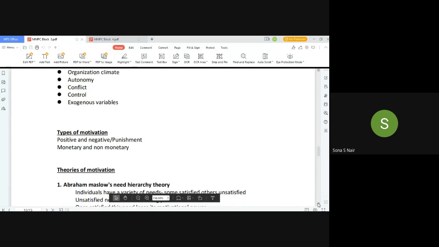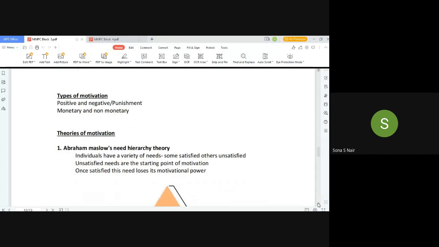Let us come to types of motivation. These are very easy topics, so we are going a little fast, as I said. Types of motivation. Now, motivation can be classified in a variety of ways. There are two major ones here: positive and negative motivation, and punishment also is a part of motivation, and monetary and non-monetary.